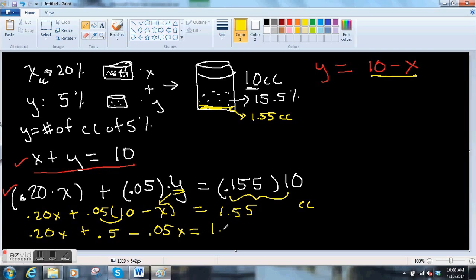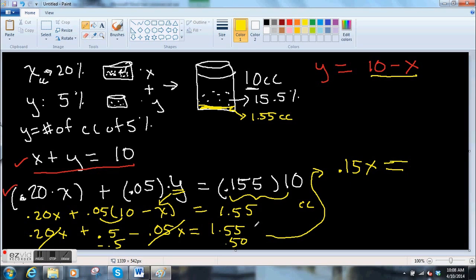Okay, so now we're solving for x. 0.20x plus 10 times 0.05 is 0.5, minus 0.05x is equal to 1.55. I'm going to keep solving. Now it's 0.15x, because I had 0.20 minus 0.05. It leaves us with 0.15x is equal to... I'm going to subtract 0.5 from each side. I'm doing a lot very quickly. So this side, when I subtract the 0.5, leaves 1.05. Divide both sides by 0.15.